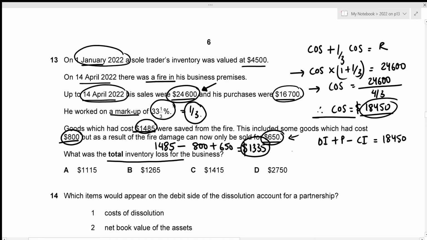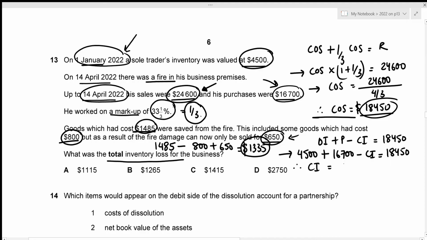Now let's substitute the values for opening inventory and purchases. We can see that our opening date of 1st January 2022, the inventory was valued at 4,500. So that will be our opening inventory. Then we are also given the value for purchases, and it was 16,700 minus the closing inventory, that is 18,450. Now we can easily solve this equation and figure out the value for closing inventory. That will be 4,500 plus 16,700 minus 18,450. This results in the value of 2,750.